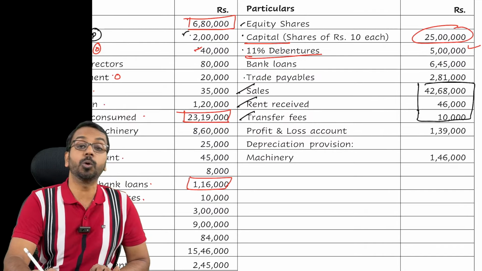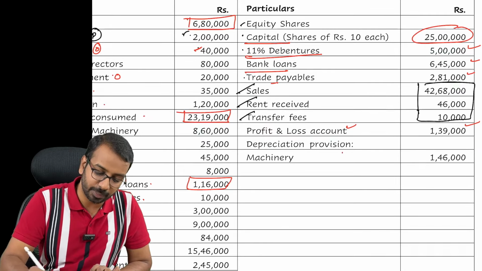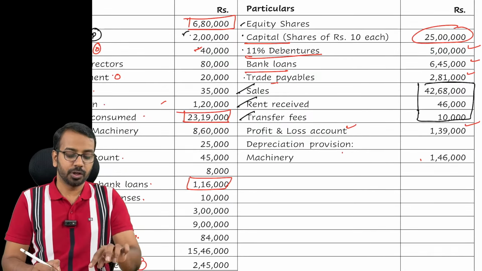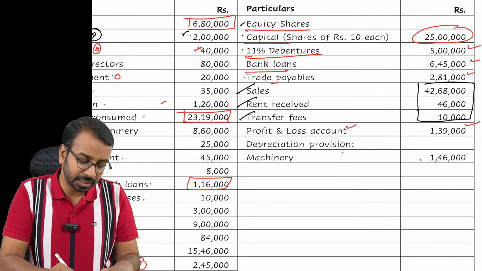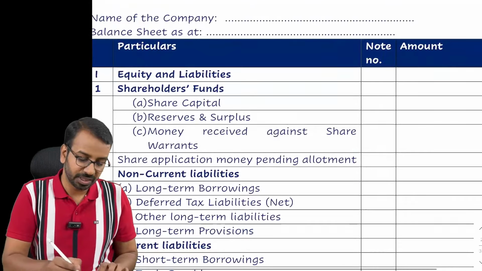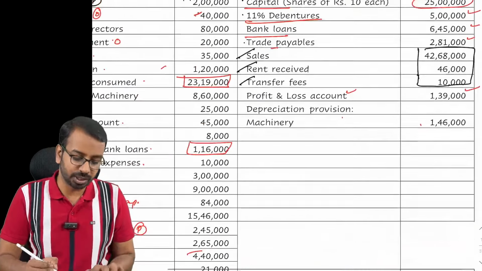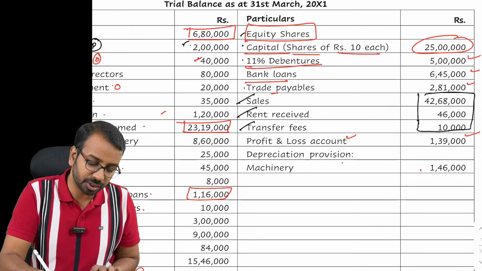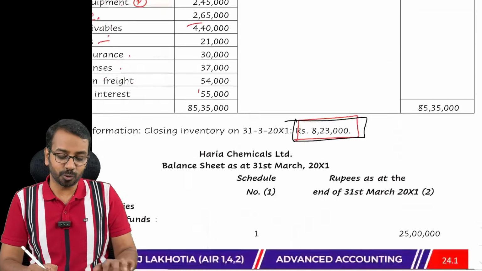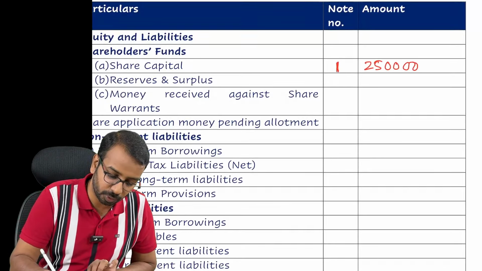11% debentures will go to loan. Bank loans, again loan. Trade payables under trade payables. P&L account under reserves and surplus. Depreciation provision will be knocked off here. So when we start, equity shares 25 lakhs. Share capital, always remember we'll have a note number. How much is the share capital? Shares of 10 each, 25 lakhs. So share capital you will have 25 lakhs. You will plot it here.